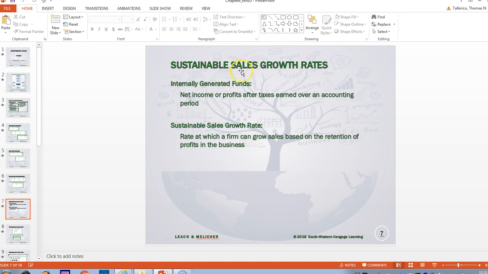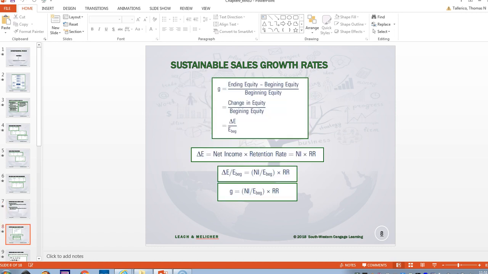So here's the emphasis now: the sustainable sales growth rate. Basically, the sustainable sales growth rate is the rate at which a firm can grow sales based on the retention of profits in the business. And the internally generated funds, this is your net income. You should have these on your sheet, right? Because I could do a true or false on those, so you should know those two statements.